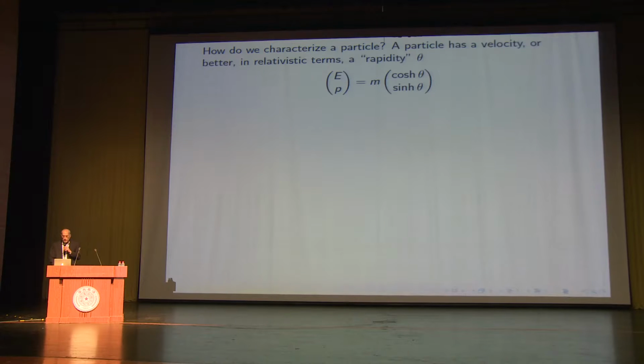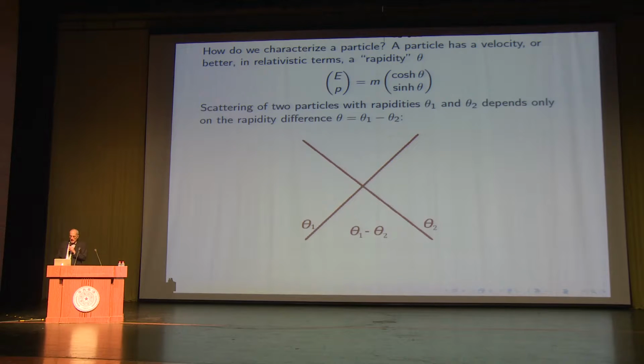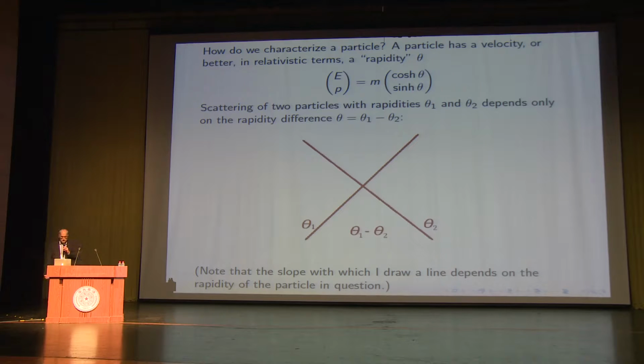Well, how do we characterize a particle? A particle has a velocity, but in relativistic terms, it's better to speak of the rapidity theta, where the energy and momentum are the mass times cosh theta and sinh theta. And the scattering of 2 particles with rapidities theta 1 and theta 2 depends only on the rapidity difference, theta 1 minus theta 2, which I'll call theta. That's the content of Lorentz invariance for 2 going to 2 scattering, that the scattering only depends on the rapidity difference. So remember, the slope of a line depends on the rapidity or velocity of the corresponding particle.